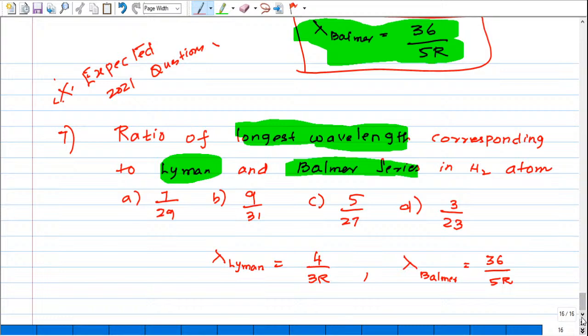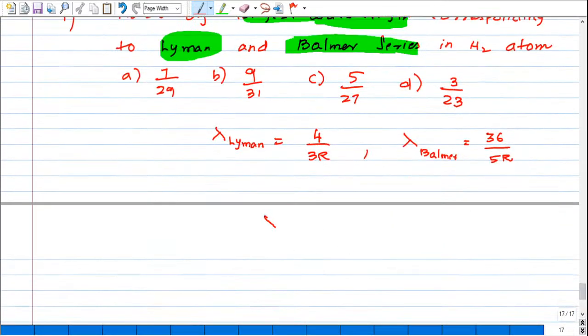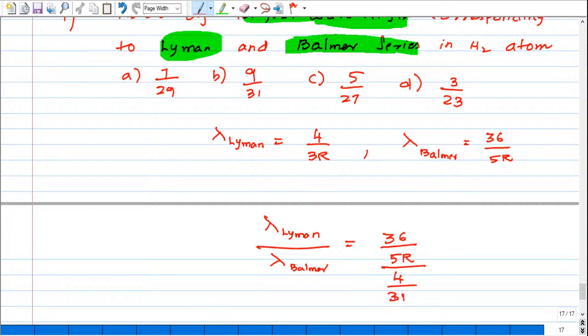Let me divide these two values to find the ratio. To find lambda Lyman divided by lambda Balmer, your answer will be 4 by 3R divided by 36 by 5R. I can cancel this R and R. So, remaining I will get 4 into 5 by 36 into 3. Then what is the answer you get? 4 nines are 36, so we get 5 by 27.